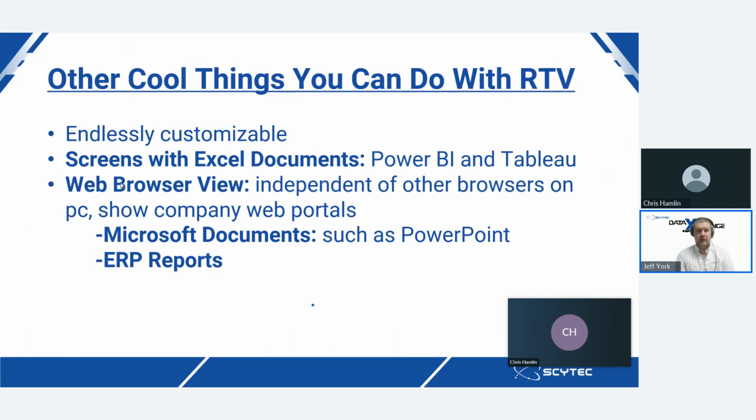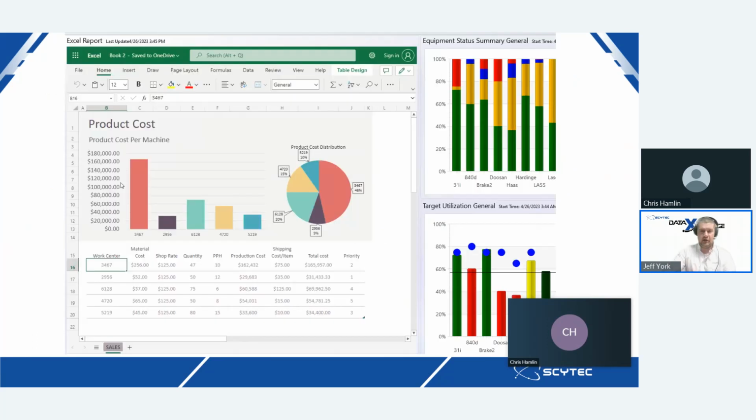We also have a web browser view, and this is independent of the other browsers that you already have on your PCs. This is good for company web portals for people to log in, punch their time clocks and do some other reporting straight from the RTV as well. Next up, we can also have Microsoft documents such as PowerPoint and Word inside there. And for those of you that have your ERP integrated with Scytec Data Exchange, you can also get some reports inside of the RTV as well.